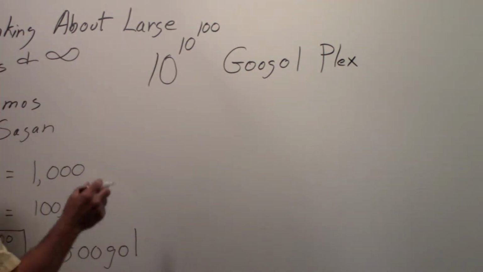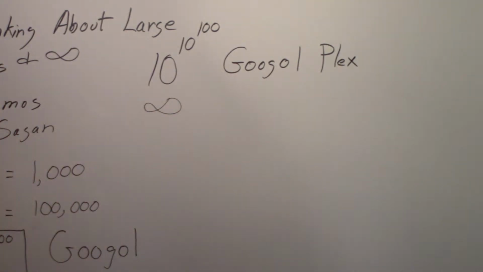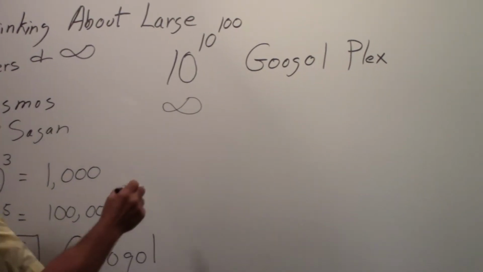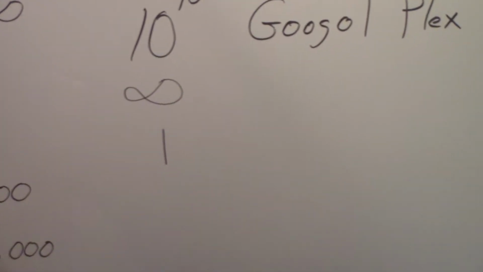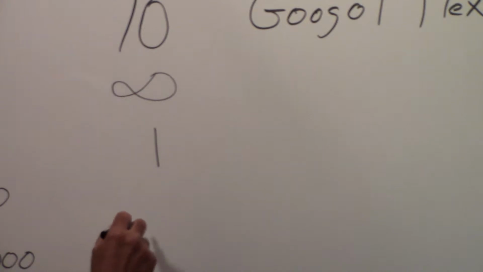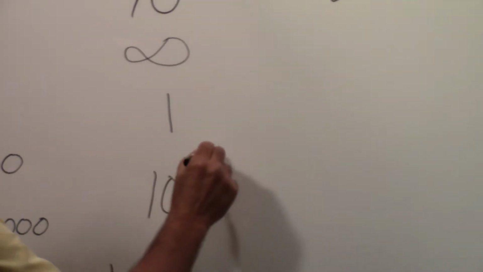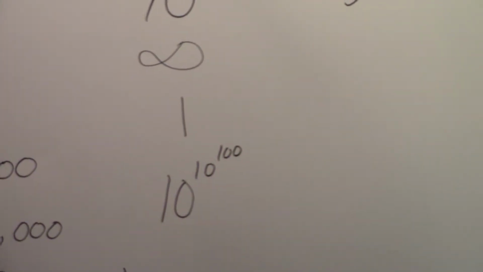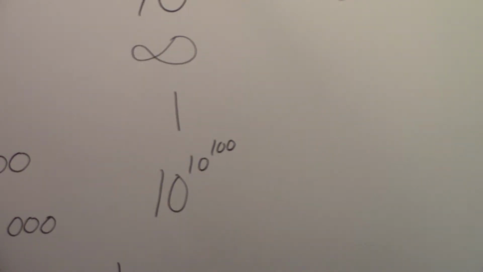But how do these numbers compare to the number infinity? Well, if you ask yourself, how far away is the number 1 from infinity? And how far away is a Googolplex from the number infinity? They're both the same. They're an infinite distance away from infinity.